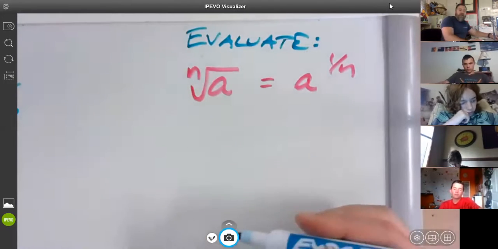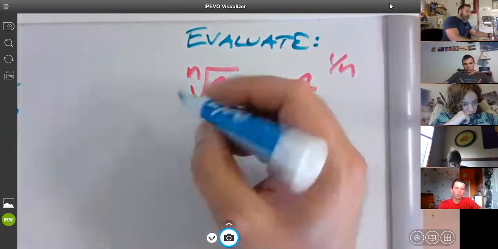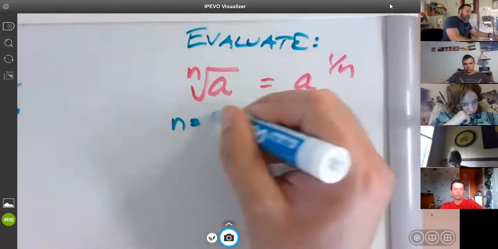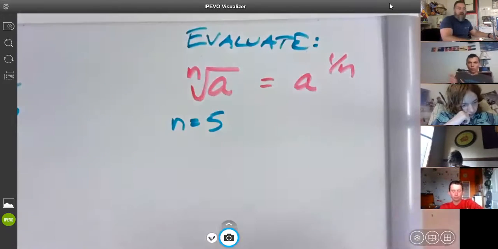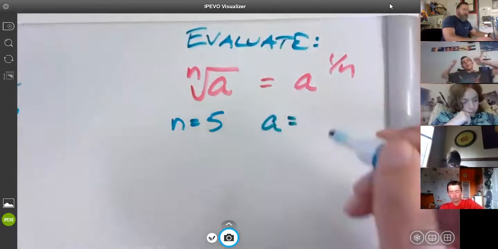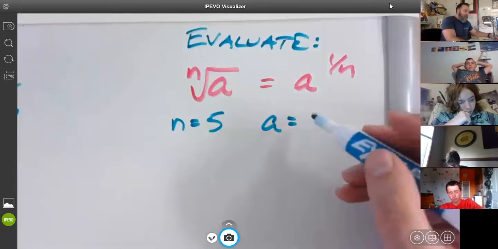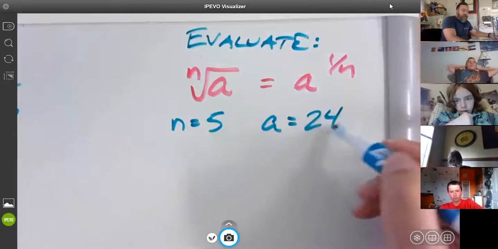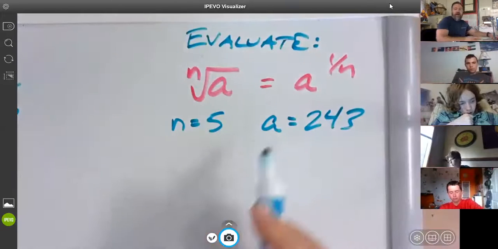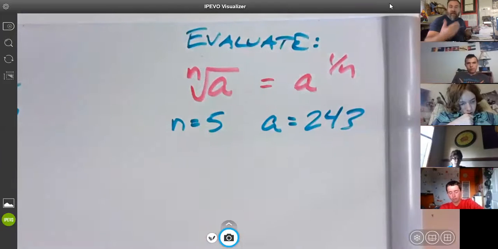And then we did an example like this in yesterday's notes where they told us, all right, well, n equals something like 5 or whatever number. A equals some value that's the base of the exponent or under the radical. In this case, we'll just call it 243. It really doesn't matter what the numbers are, but basically they give us this information.